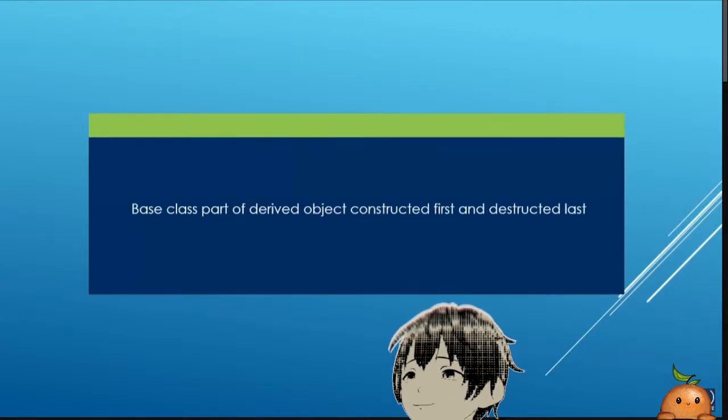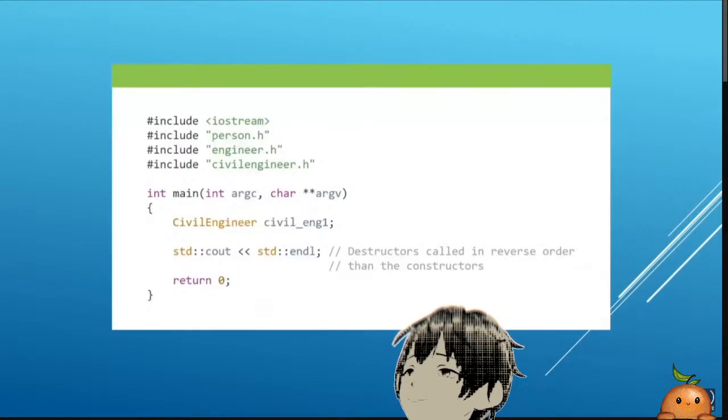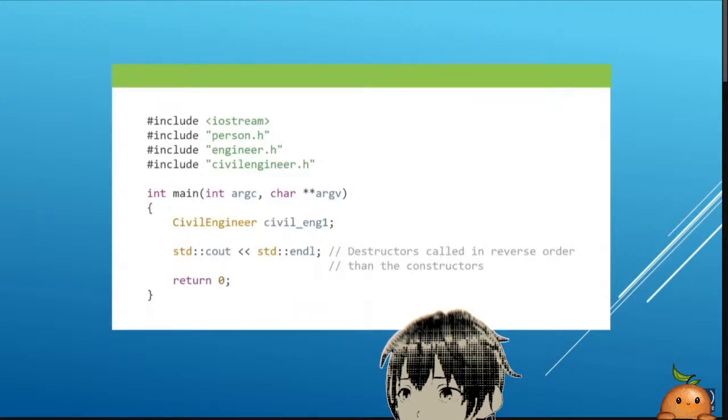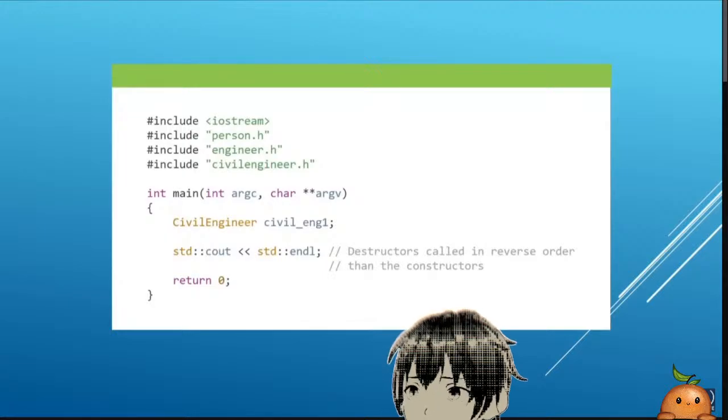And we're going to set up a simple example to play with this. We're going to create a civil engineer object, and we're going to see the order in which these things are called. And let's head over to Visual Studio Code and actually do this.